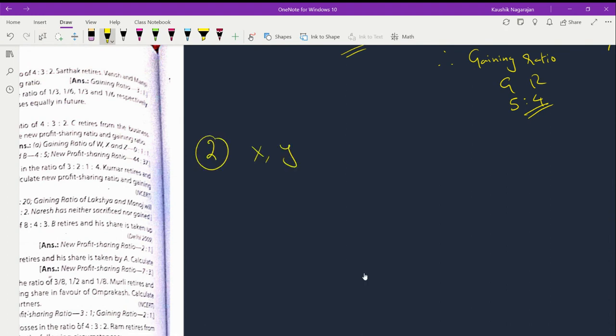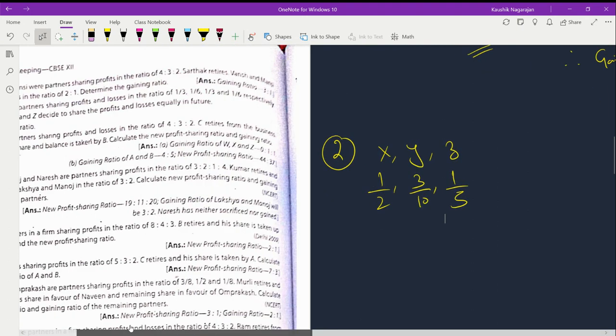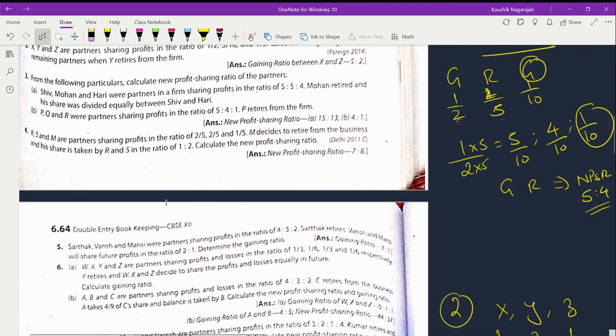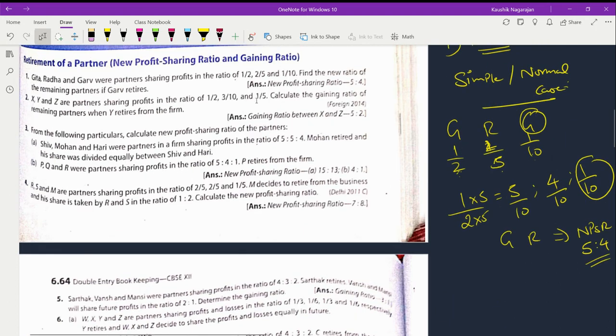it is given as X, Y, and Z are partners and they are sharing the profits and losses in the ratio of, so what is the given ratio? If you see, the ratio is given as 1 by 2, 3 by 10, and 1 by 5. And it was given in the question who is retiring from the firm. If you just check out the question, it is given very clearly that the partner who retires from the firm is Y. So Y is retiring and they're asking us to calculate the gaining ratio of the remaining partners.